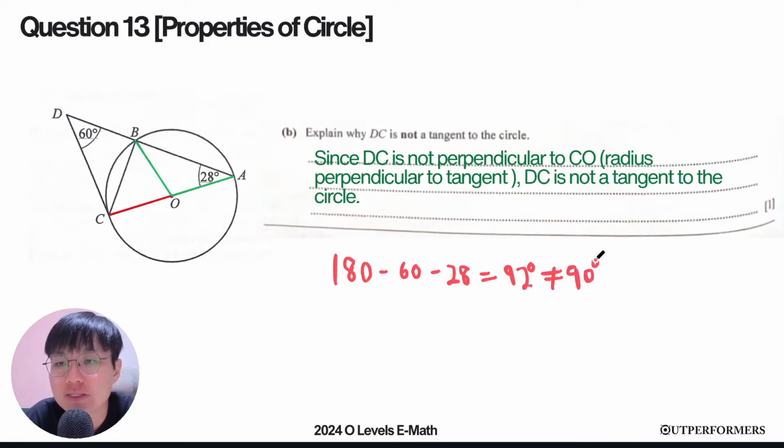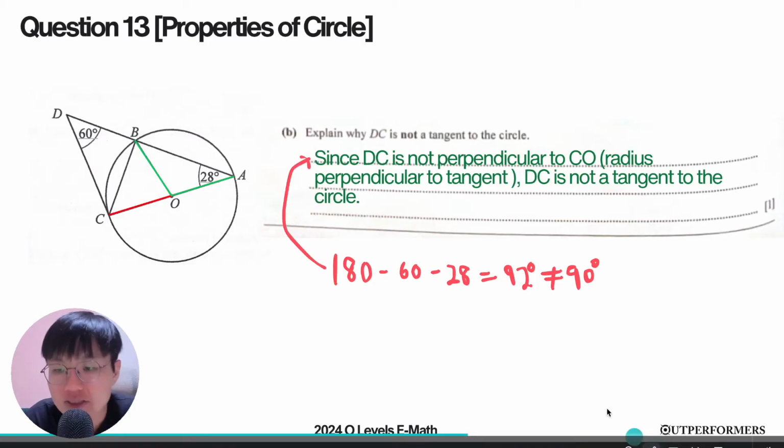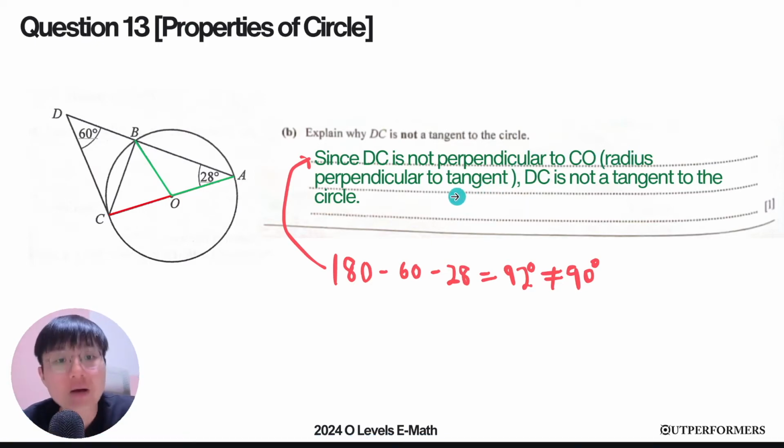So please add this into your working. And since it's not 90 degrees, then according to the property of radius perpendicular to tangent, DC is not a tangent to the circle because OC is not perpendicular to DC. Alright, okay, so take note of this part.